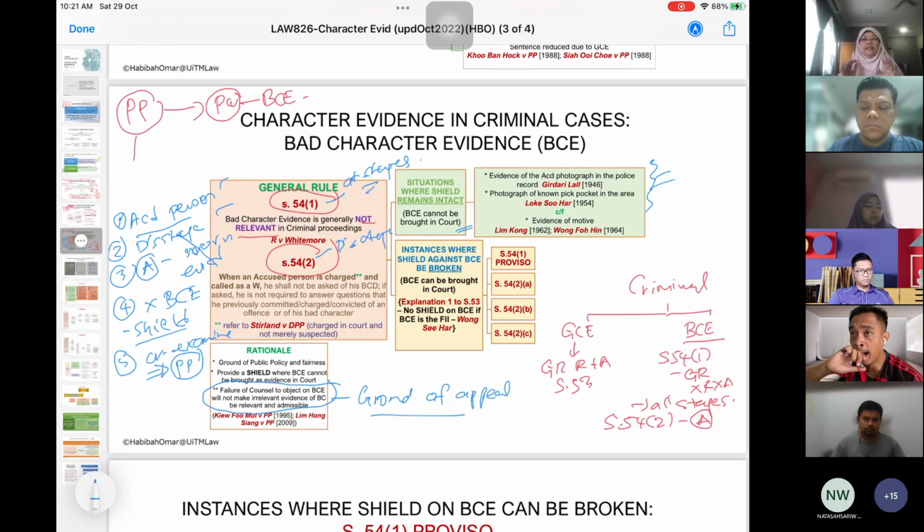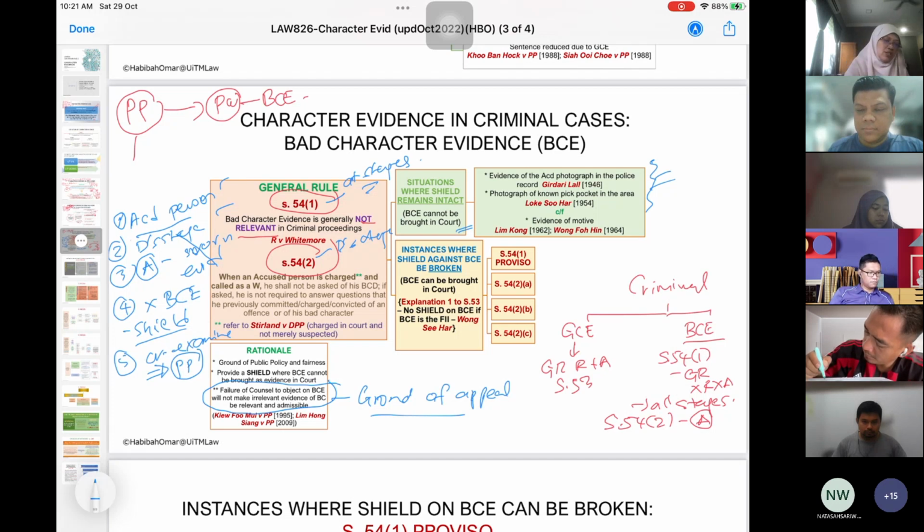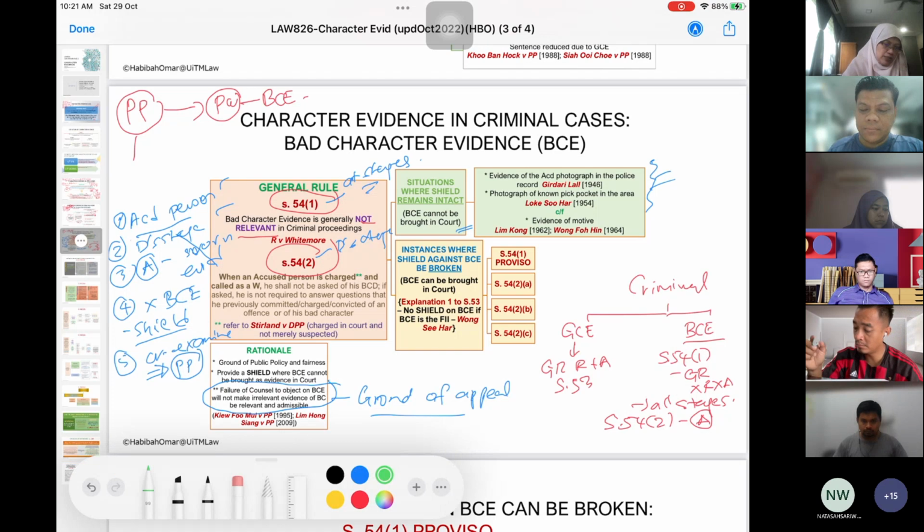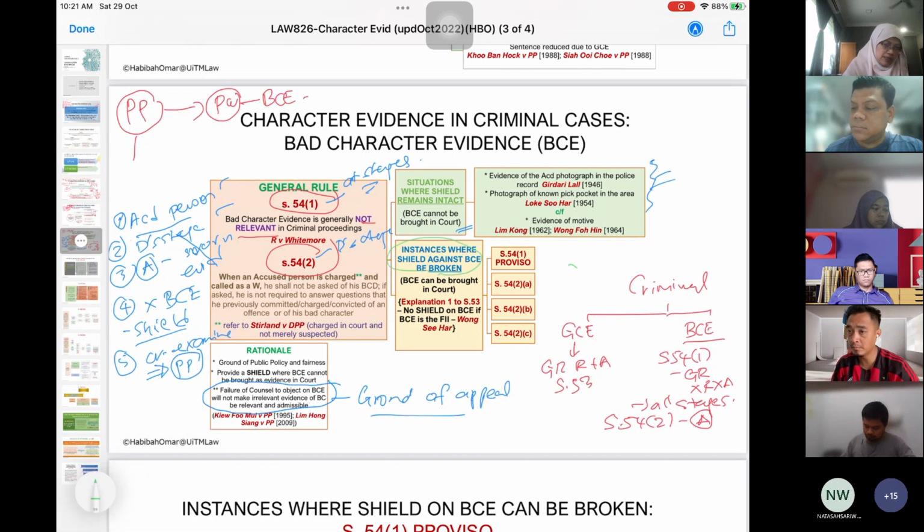Get that? Now having said that, there will be situation where the shield can be broken. Dia adalah general rule, maknanya ada keadaan di mana bad character evidence boleh dibawa ke mahkamah. There can be situation where the general rule can be broken. Maknanya bila the shield is broken, maknanya you boleh bawa bad character evidence. That's what it meant. Shield broken maknanya you boleh bawa bad character evidence.